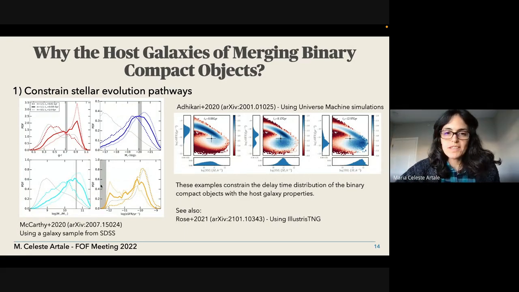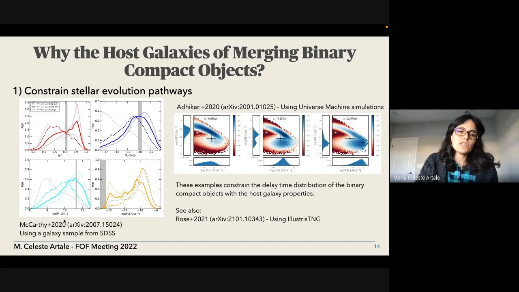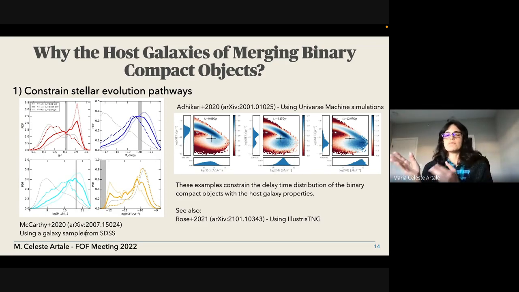I won't enter into the details of these plots, but just these two papers: one is using UniverseMachine simulations, and the other is using a galaxy sample from the SDSS. What they use is the galaxy population, and with different constraints for the delay time distribution. The delay time distribution is the time between the formation of the binary compact object, or the binary system, up to the time the binary compact object merges. And I will refer to this delay time afterwards again.